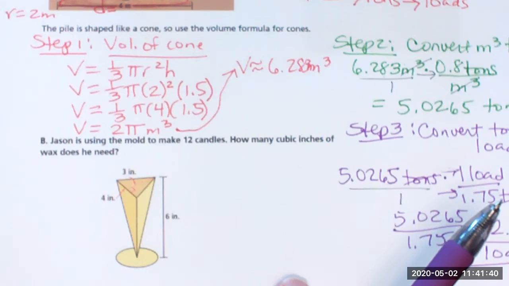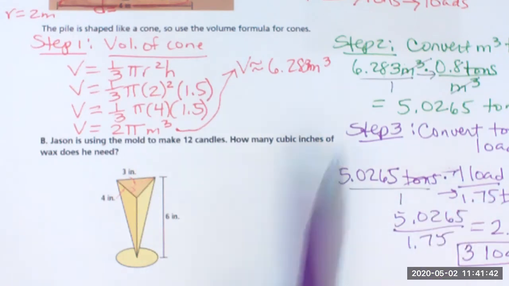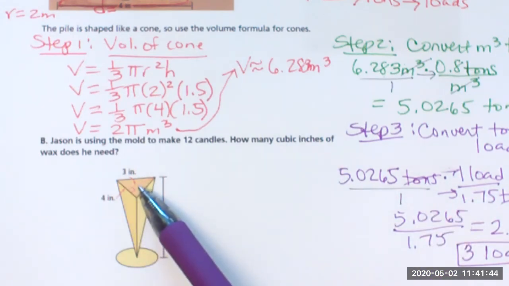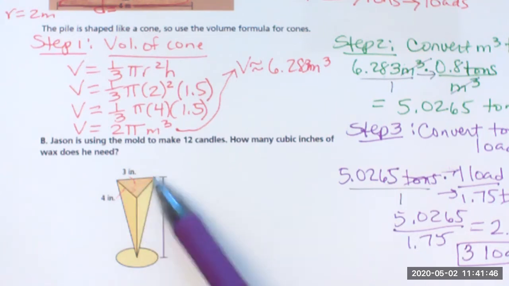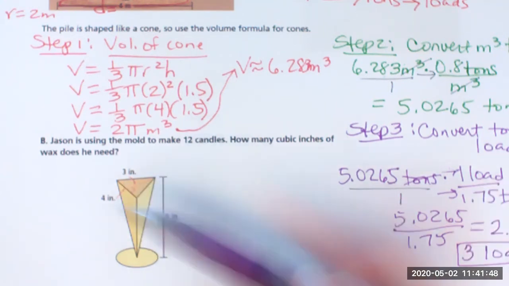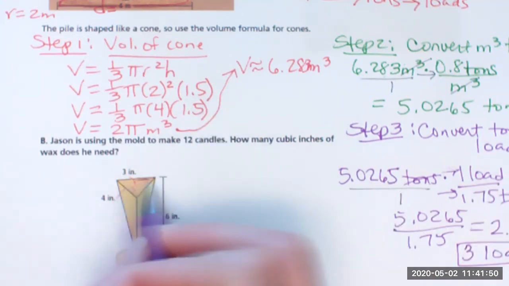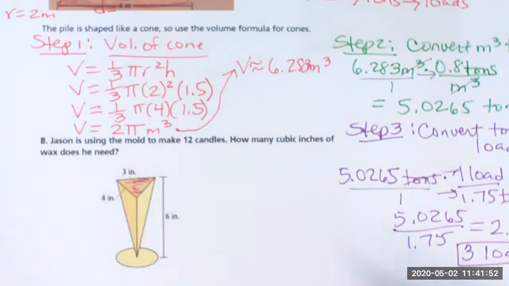So let's look at the next example here. This time, as you'll notice, we have a triangular pyramid. You can see it's a triangular pyramid because the base here, which is this base right up here, the base is a triangle.